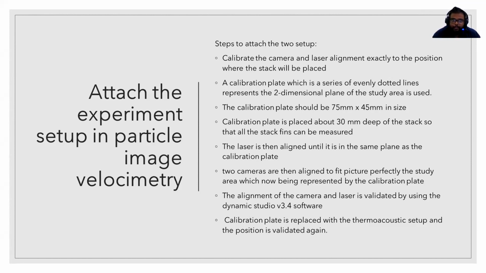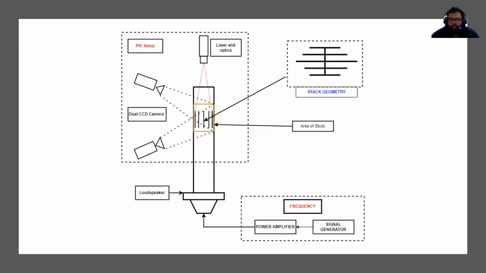To do this experiment, first we need to calibrate the camera and laser to the position where the stack will be placed. To do this, we will be using a calibration plate. The calibration plate should be a length of 75 mm by 45 mm. It should be placed 30 mm deep so that all the stacks can be measured during the PIV measurement of the real stack. So we need to align the laser and camera on the same plane as the calibration plate. This can be validated through Dynamic Studio. After the alignment, the calibration plate is replaced with the real thermoacoustic setup, and the position is validated again.